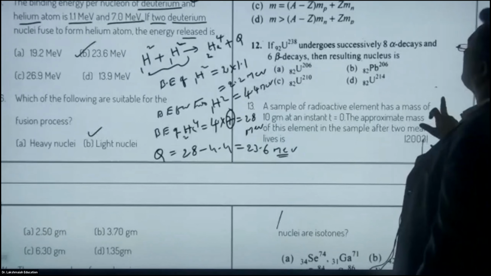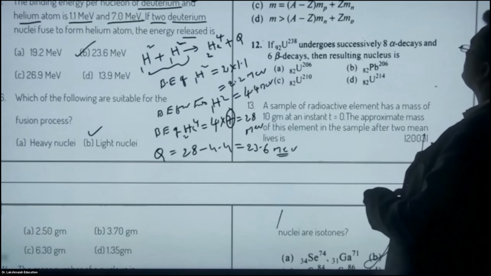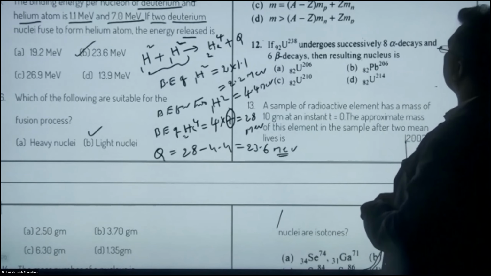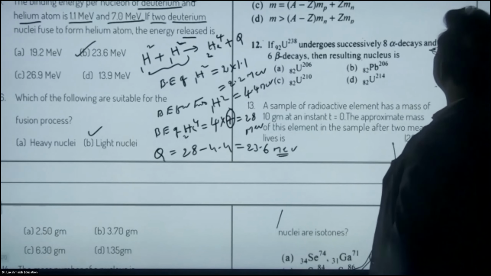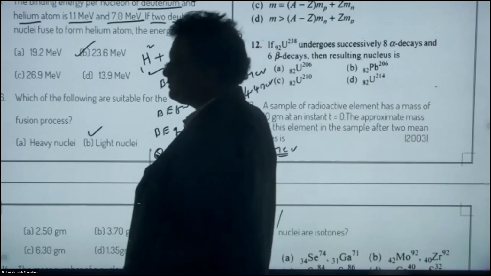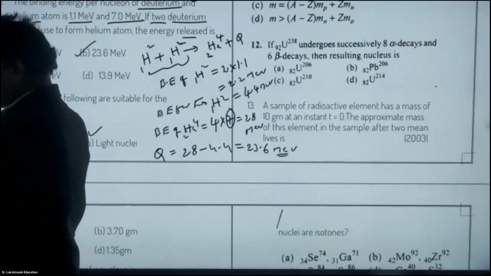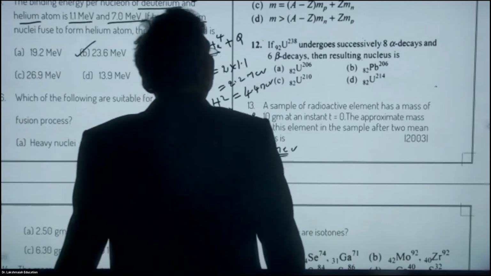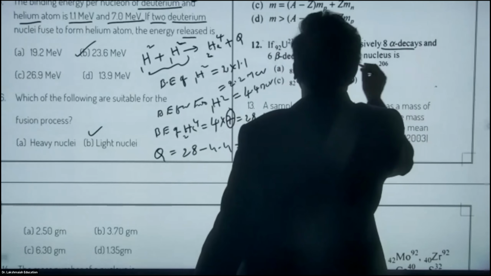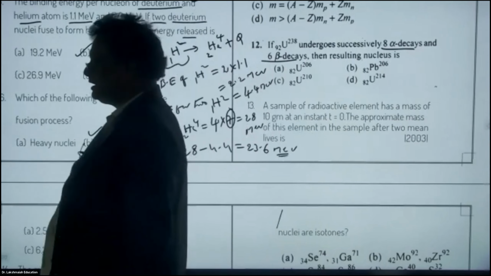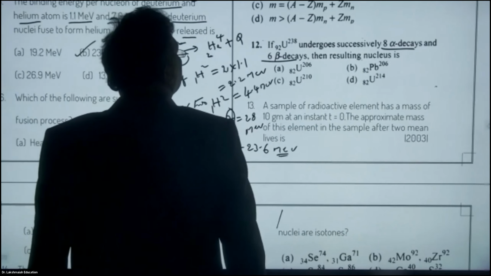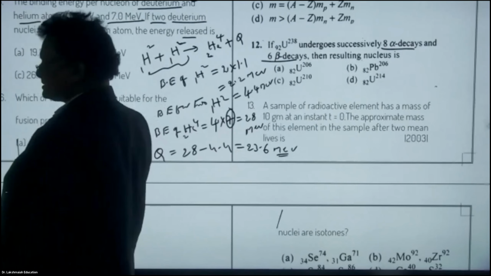12th question. See. Uranium 92-238 undergoes successively 8 alpha decays and 6 beta decays. Then the resulting nucleus is, that they are asking.